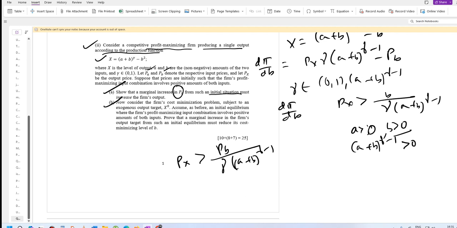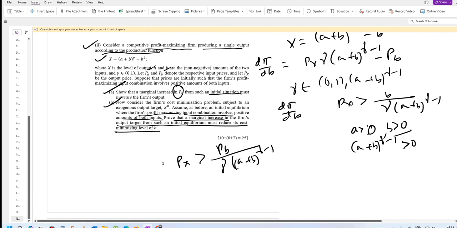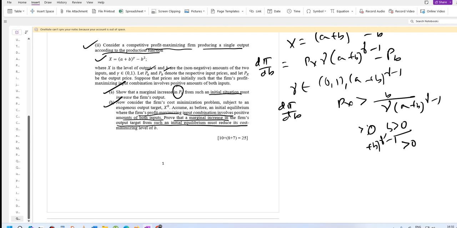Second part: now consider the farm's cost minimization problem subject to an exogenous output target x0. Assume that, as before, an initial equilibrium in the farm's profit maximization input combination involves positive amounts of both inputs. Prove that a marginal increase in the farm's output target from such an initial equilibrium reduces the cost minimizing level of b. Okay, so in this case we have to make slight changes.